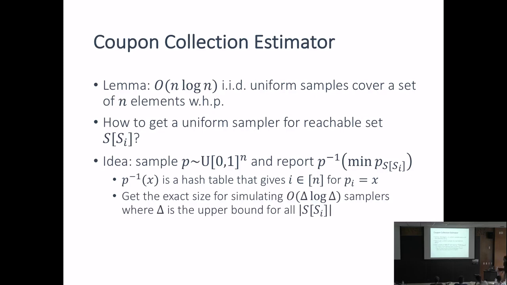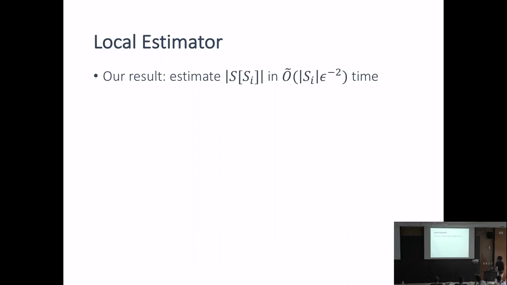Okay, so by having delta log delta samples, we can get the exact size of this reachable set. Delta here assumes somehow we know the upper bound of the size of the reachable set. So that will be our second estimator. The third estimator is one of our small results. We can also estimate the size of the reachable set in only Õ(size of this set times epsilon^-2) time.